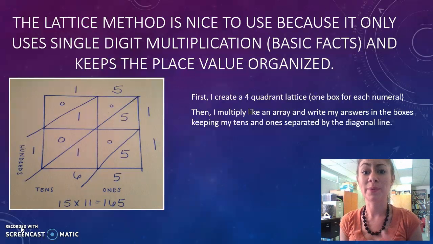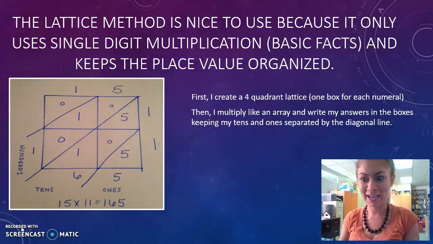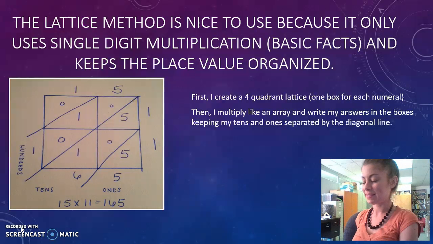And we know that 5 times 1 is 5. But we've got 2 boxes here because the diagonal splits it. And that's to keep your tens and ones straight. So my tens are on the top. I'm going to write 0 tens. And my ones are on the bottom. And it's 5 ones.